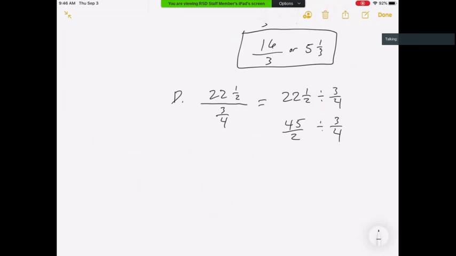After I do improper, now I'm going to do reciprocal. I like to call it reflipical, so you know that it flips over. So that's going to be 45 over 2 times 4 over 3. Someone's asking, how do I get 45? Remember, 22 and a half. In order to change a mixed number to an improper fraction, multiply the big number by the denominator. So 22 times 2 is 44. And then add the numerator, 1, to get 45.